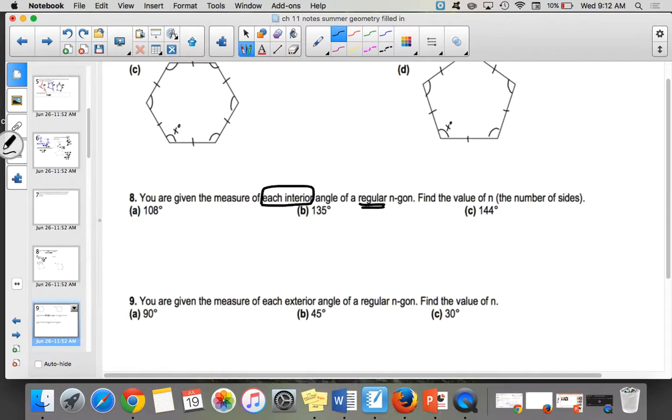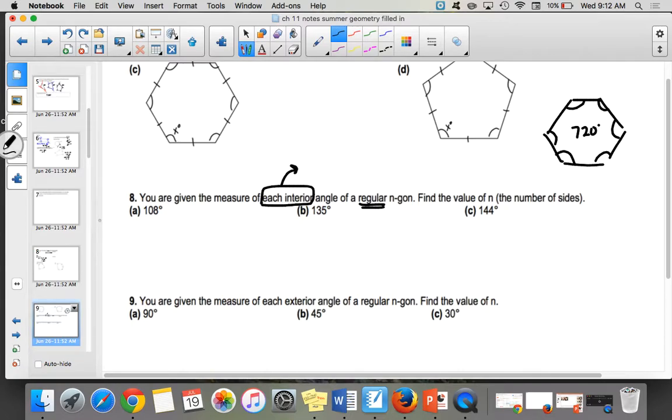Yeah, so if I had a hexagon, and I knew every single one was the same, and they all added up to be 720, how would I get each one? I would divide by what? 6, right? I would divide by the 6 angles that we had. I get 120. So what's our formula for each interior angle?